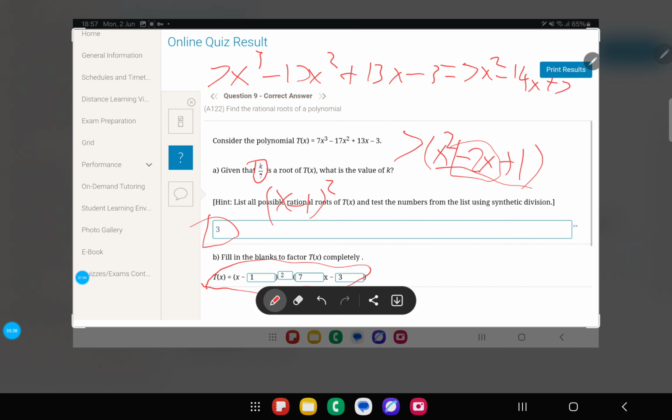Now that we're done with this part, we can use what we found in part A. We got the root as 3 over 7, right? How do we get it as 3 over 7? Basically it was 3, we divided by 7, so it must have been 7x. We flip the 3, it's going to be 7x minus 3. So you're going to put it beside it, 7x minus 3. These are the factors. This is how we factor it completely.